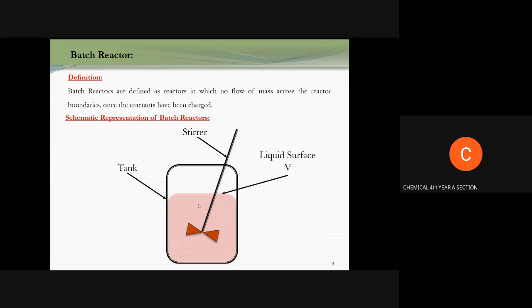This is the schematic representation, the diagram for the batch reactor. You already know this is the tank. The tank is a reaction vessel, and you can call it a tank, vessel, or reactor. There is a stirrer used for uniform mixing, and this is the liquid surface, the topmost level.